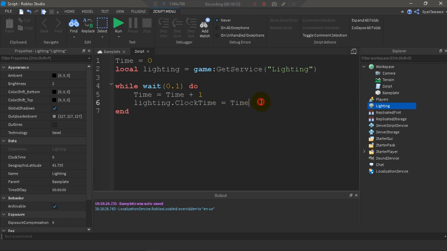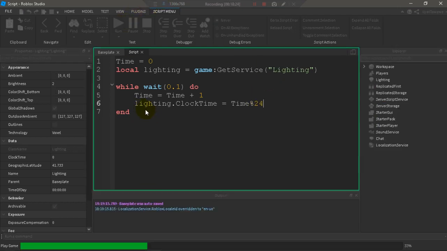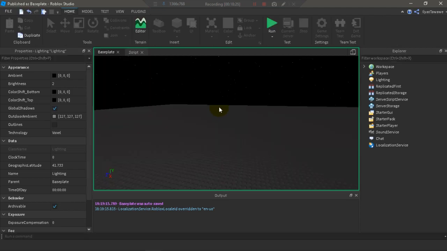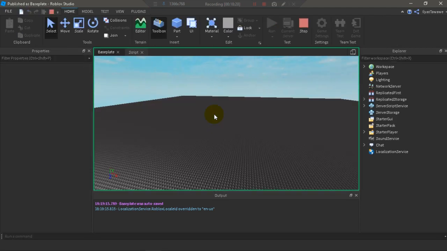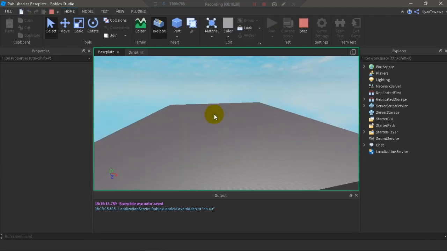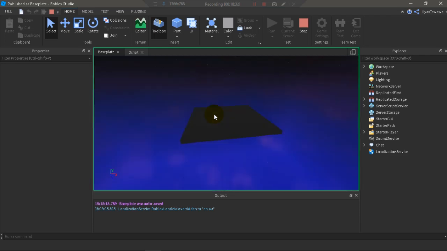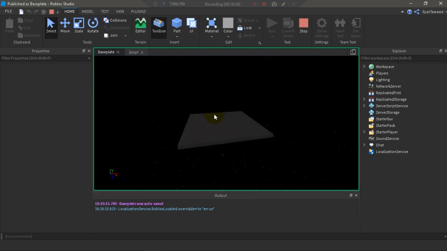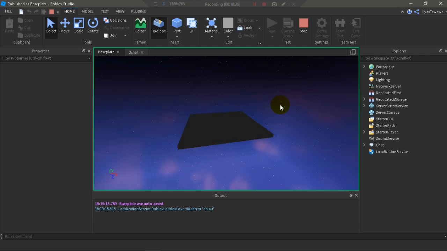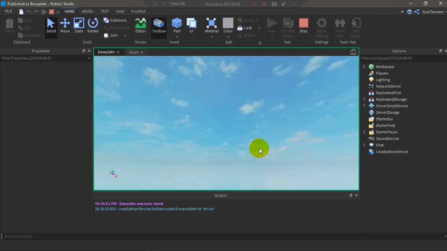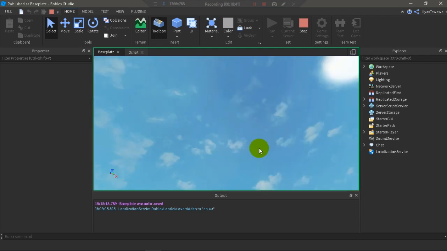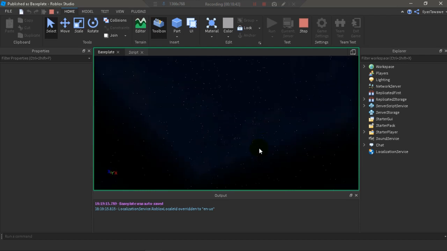So now let's try time, let's get the remainder of time divided by 24. And 24 is the maximum, as you know. So now let's see how this is going to do. As you see, it just loops around even if the time is like that. Now we actually can make a day-night cycle. Cool.